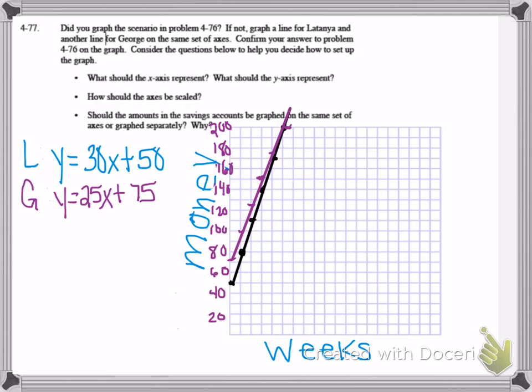On my graph, because I didn't have a long enough y-axis, I decided to count by 10. So each line represents 10 units or $10. The black line represents Latanya. The purple line represents George. And you're going to see that the point of intersection, when they're going to have the same amount of money, is right here. And that's the point 5, 200. Now, what does that really mean? What that means is that in 5 weeks, both Latanya and George are going to have $200.